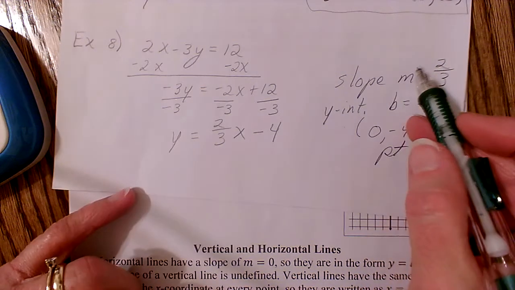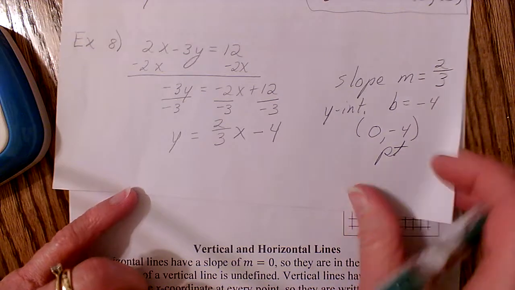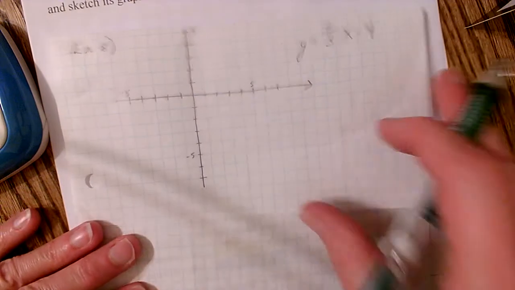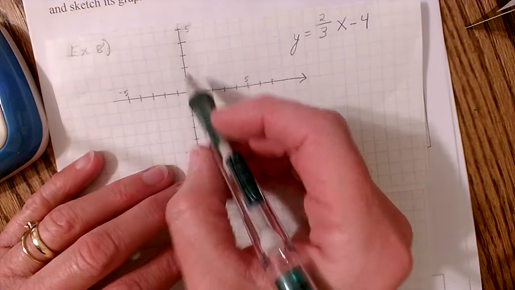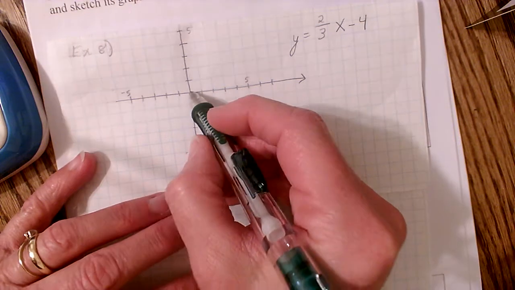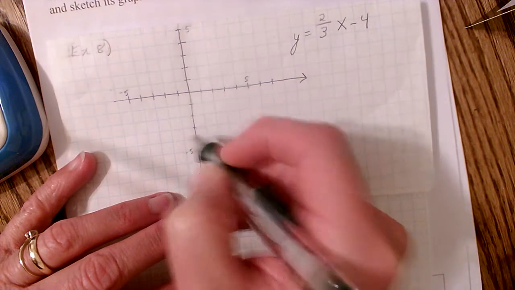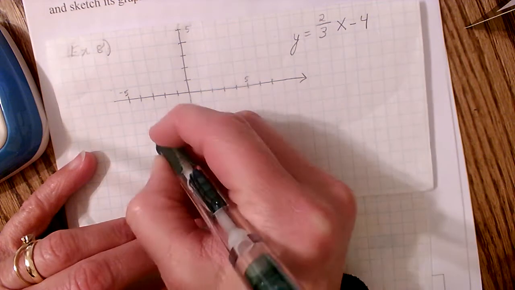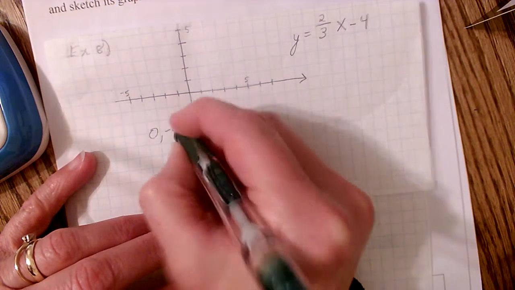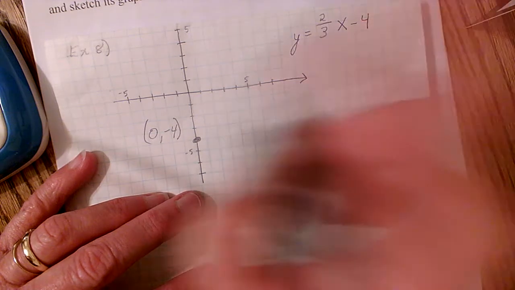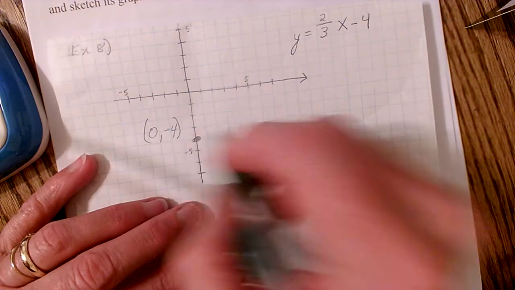And so now that we've identified the slope and the y-intercept, we can graph this easily. So first of all, we want to find that y-intercept, that point 0, negative 4 on our graph. So we'll go over 0 and down 4 and put a point right there. So here's the point 0, negative 4. Please do identify your points when you're graphing things, or at least a couple of points for sure.